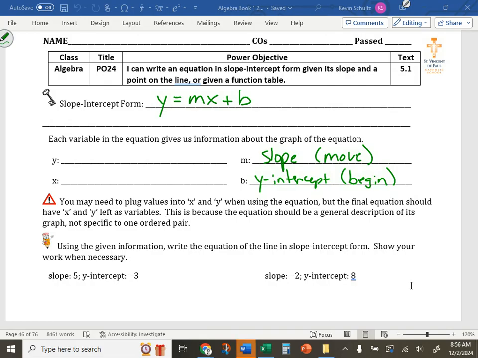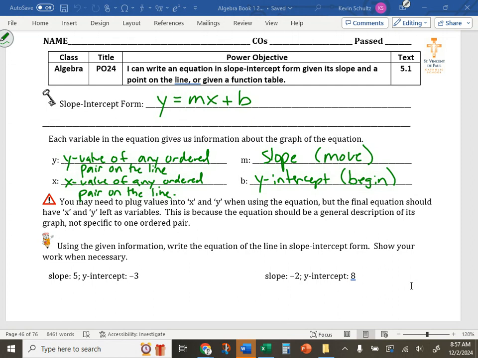Okay? Y and x we haven't really talked about much. But what the y and x variables represent: the y variable is the y value of any ordered pair on the line. Okay? The y value of any ordered pair on the line. And then the x variable in that equation represents the x value of any ordered pair on the line.